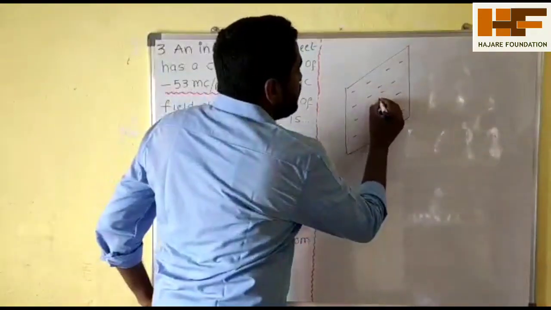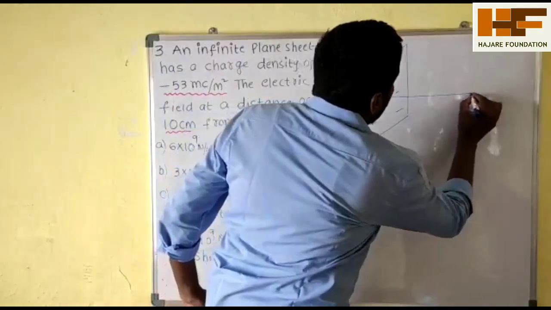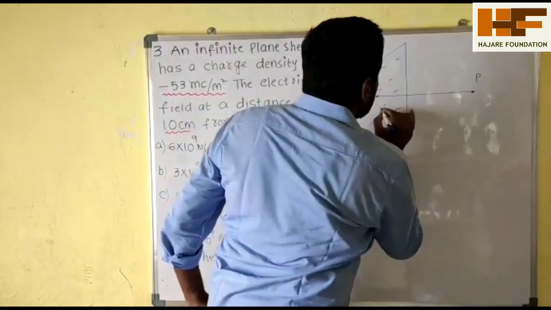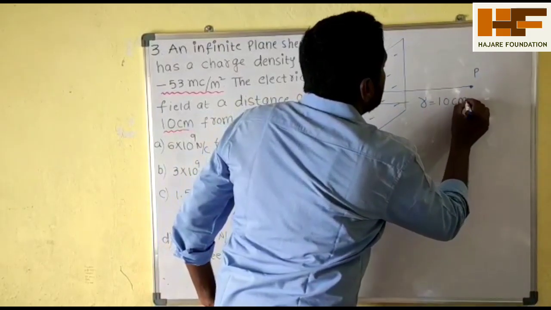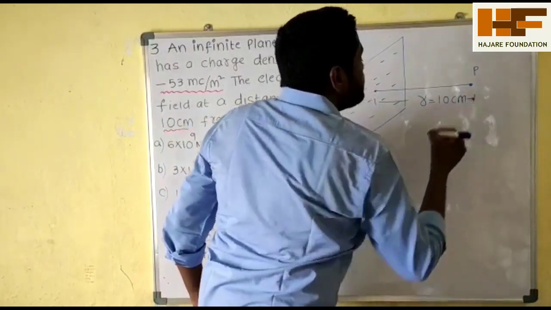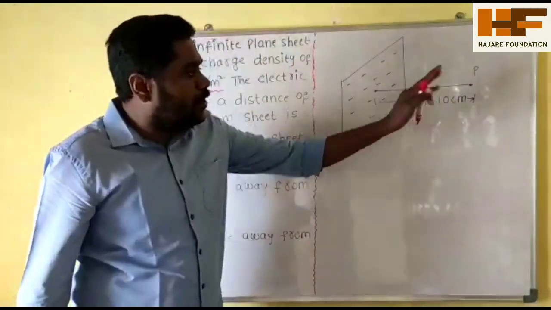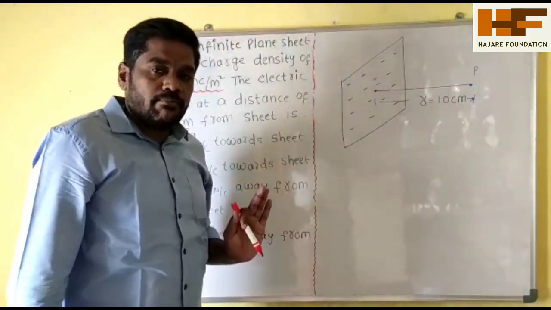This is the sheet. From the sheet I am taking a point P. Therefore this distance, how much have they given? The distance r is equal to 10 centimeter they have given. This is the distance they have given. At this point you have to find out the electric field.